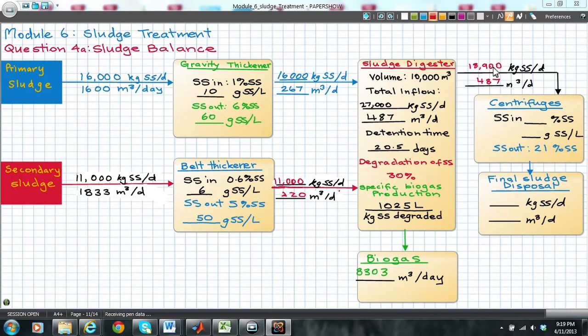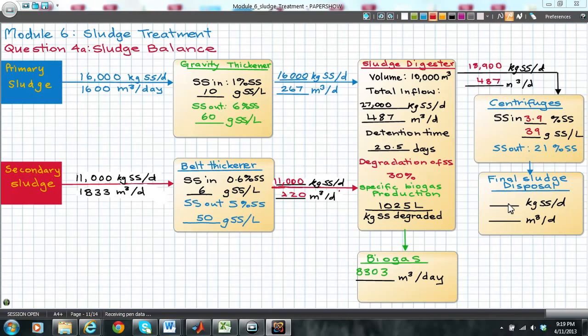So we have 3.9%, which is equivalent to 39 grams of suspended solids per litre. And we're told that the output concentration of the centrifuge is 21% suspended solids. Therefore, we can then calculate the solids flow rate out as well as the volumetric solids flow rate out.